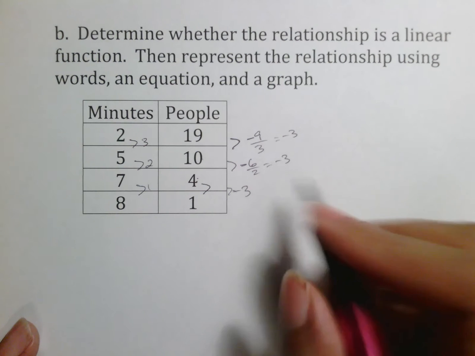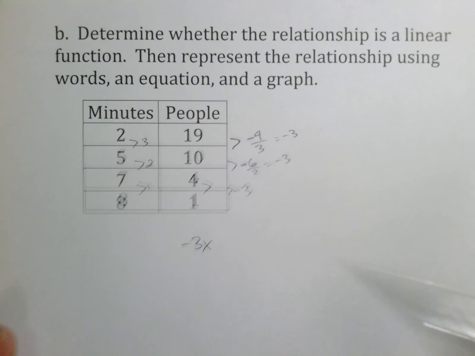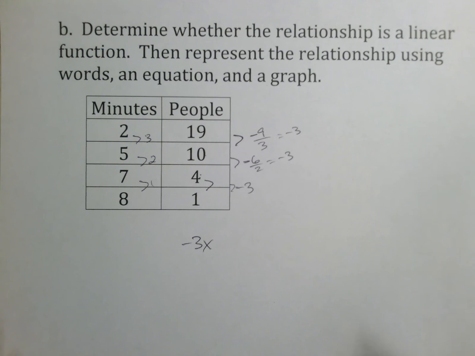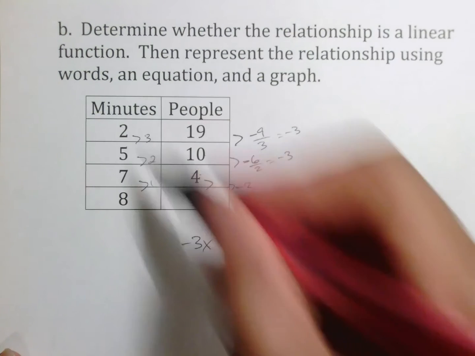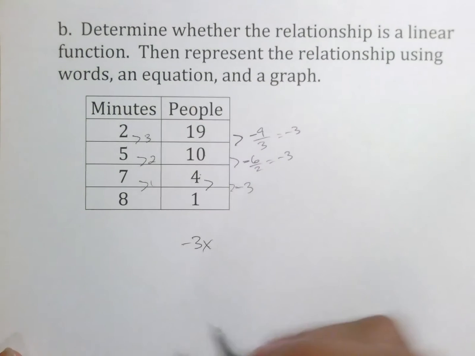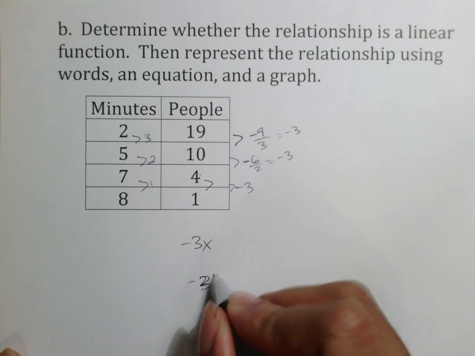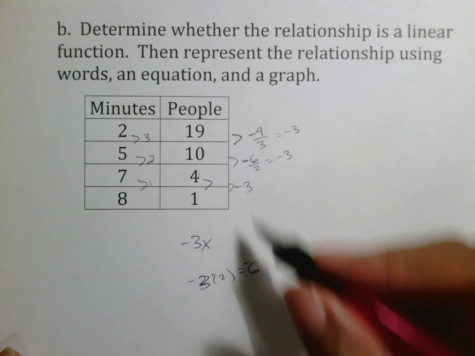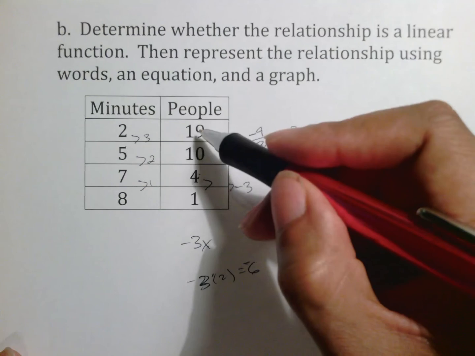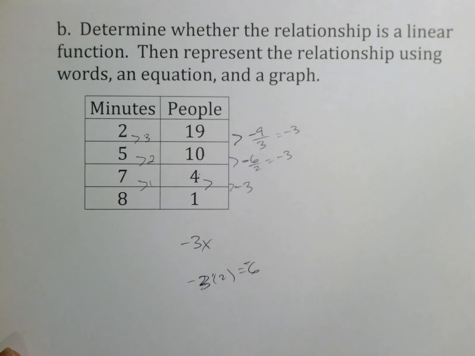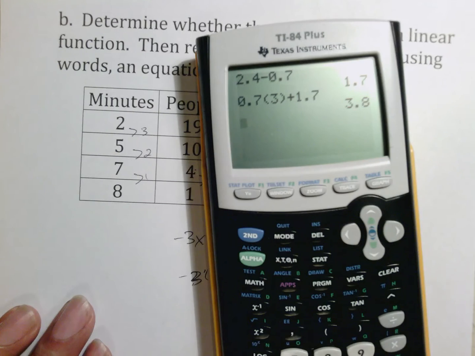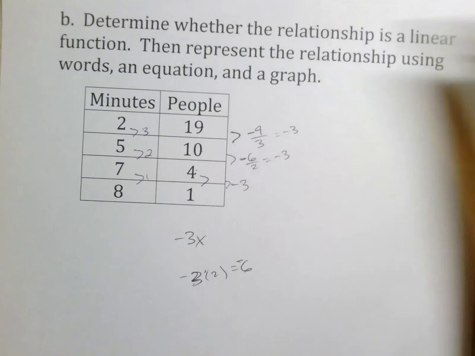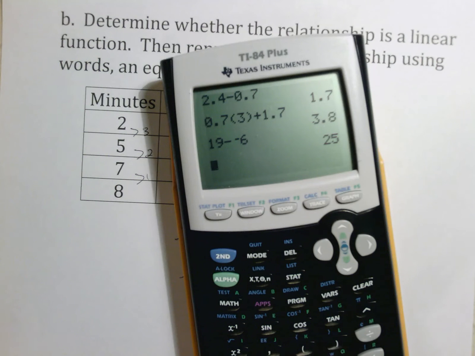Again, because that is my rate of change, we will put -3x. Now remember, what we do is we plug in one of the numbers. It doesn't matter which one. I'll just put the 2 in there, so -3 times 2 is -6. And how do I get from -6 to 19? Well, you take where you want to be from what you have, which is -6, and I put 19, not -6, but minus -6, because that's where I am. And that gives me 25.